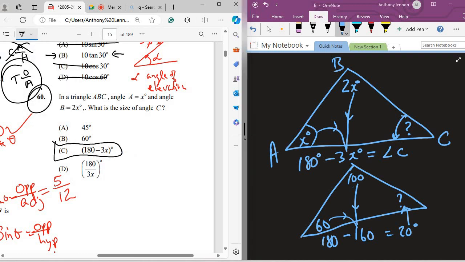You saw that, guys? We add the two angles that we're given, x and 2x, so you don't even have to draw. Just look at it. We add the two angles we're given, x and 2x, and subtract from 180 to get the remaining angle C. That's it, all right?